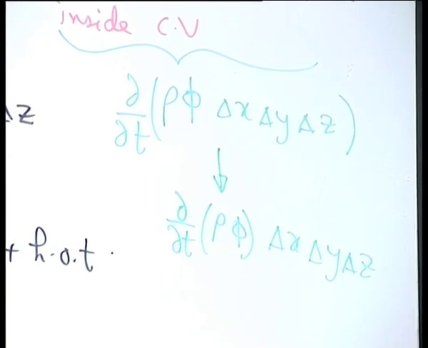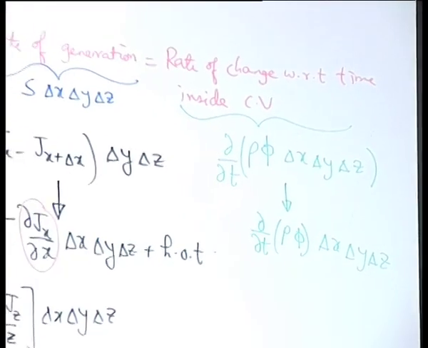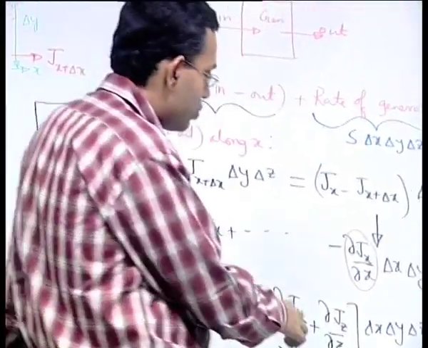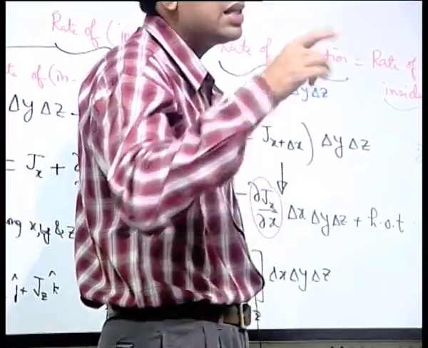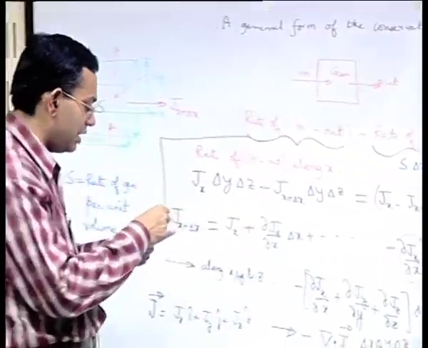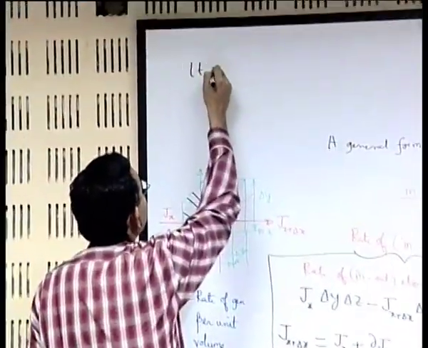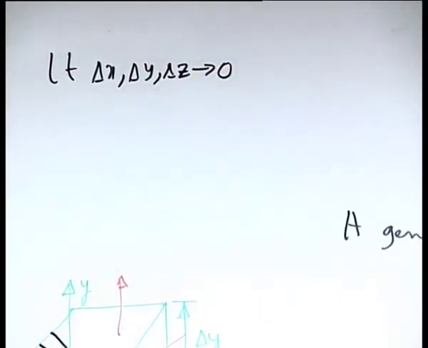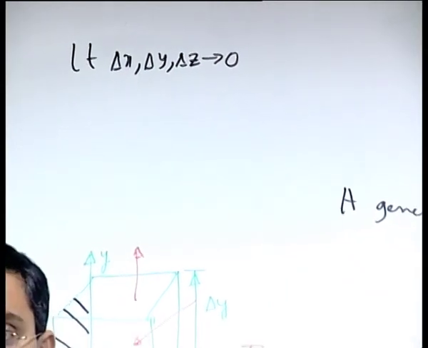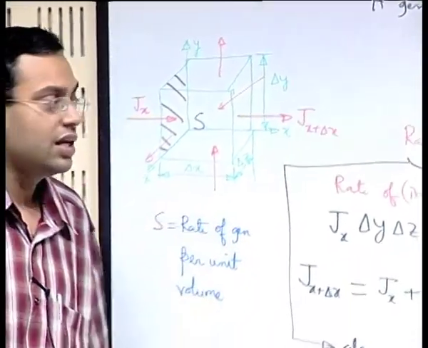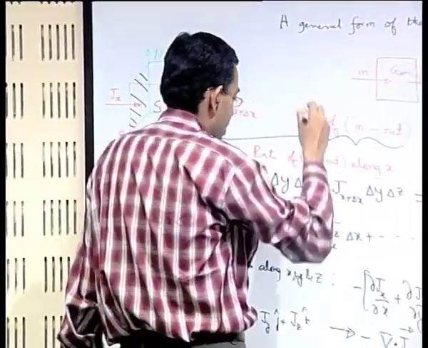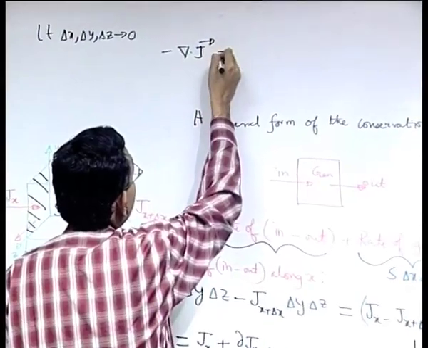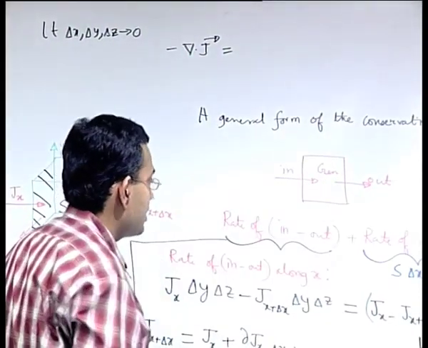So, if you equate the left hand side and the right hand side, what are you left with? You are left with certain terms, and delta x into delta y into delta z are cancelled from both sides, because we are taking the limit as delta x, delta y, delta z tend to 0. Therefore, these are not actually equal to 0, these are vanishingly small. So, you can cancel these from both sides and you are left with this particular equation. So, minus divergence of J plus S.